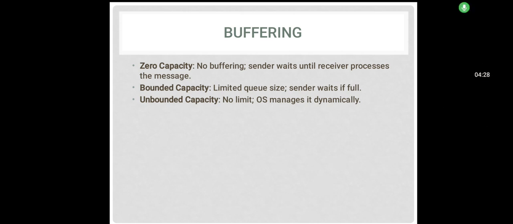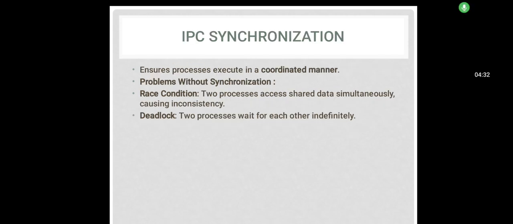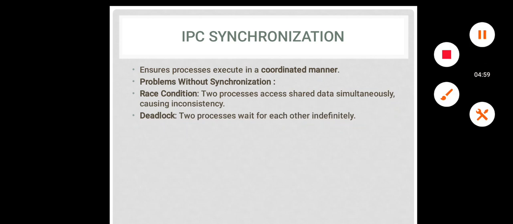And next, inter-process communication synchronization. Why is synchronization important? It ensures the processes execute in a coordinated manner. Problems without synchronization: race condition and deadlock. In a race condition, two processes access shared data simultaneously, causing inconsistency. In a deadlock, two processes wait for each other indefinitely. These are the two problems that happen without synchronization in inter-process communication.